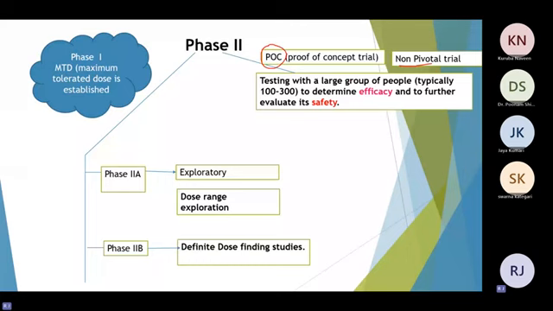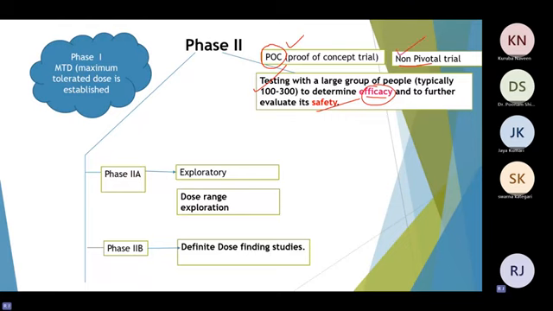It is tested in a large group of people, typically 100 to 300. In phase 1, what I said, less than 100, right? Here 100 to 300. And in this phase 2, we determine efficacy and safety. In phase 1, what did we do? We determined safety, PK, and maximum tolerated dose. We did not determine efficacy. Just remember, this is the first time we are going to determine efficacy. That's why it is called proof of concept, where we are going to prove our concept: my drug is effective for this particular illness.